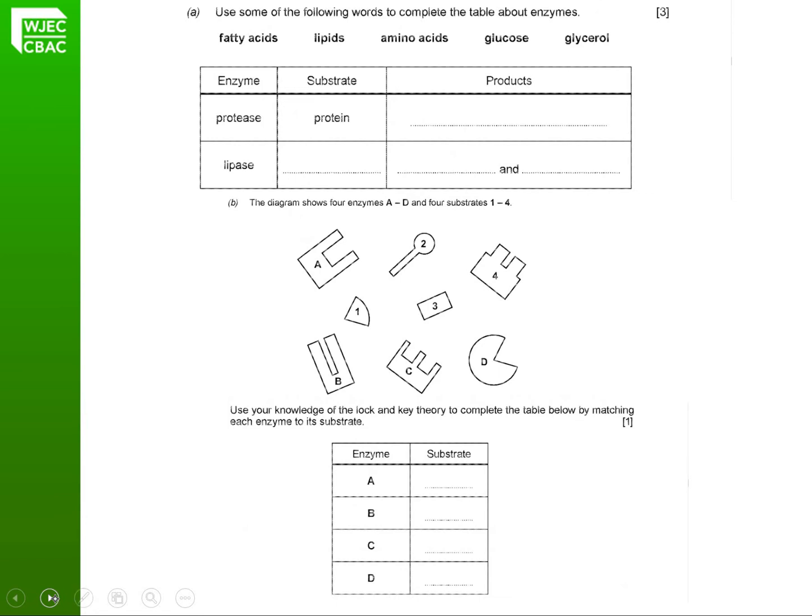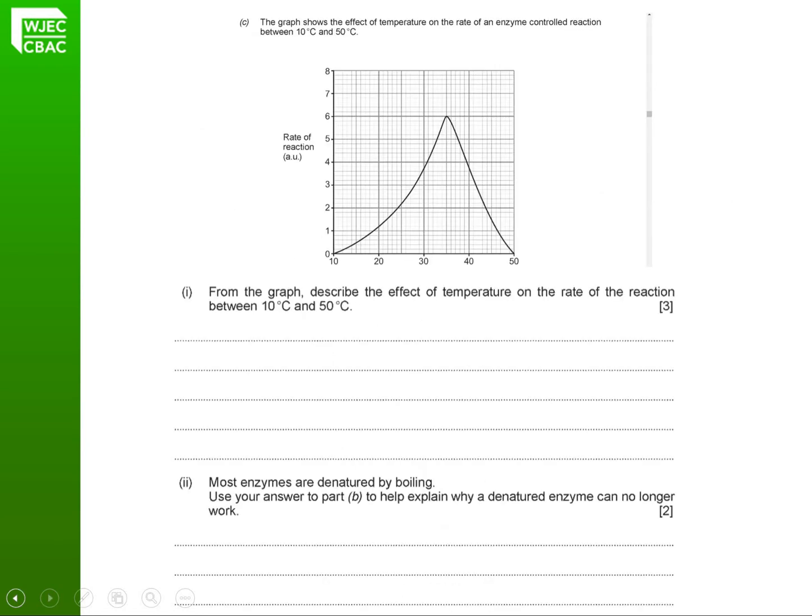Okay, this is then question 6. Again, you're bringing in knowledge now from the first unit about enzymes to help you answer these questions. This is the last part now of question 6. Graph showing the effect of temperature on the rate of an enzyme controlled reaction.